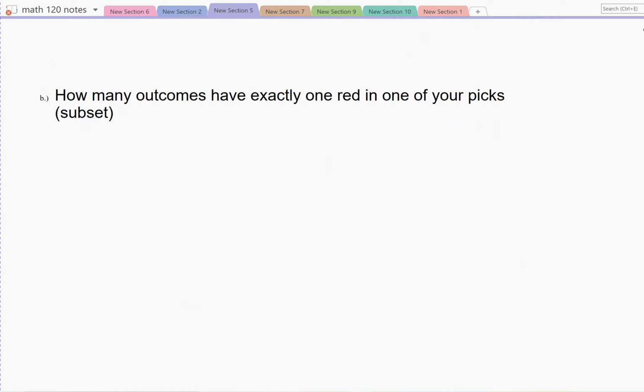All right, how many outcomes have exactly 1 red in one of your picks? It didn't say which pick. I get 1 red marble in one of my selections. So the number of ways to get 1 red in 3 picks means I get 1 red and 2 greens. But since I didn't know when I picked the red one, there are 3 times I could pick the red one. So I sort of have to do it like we did with the sequence with the word computers, where I picked a vowel.